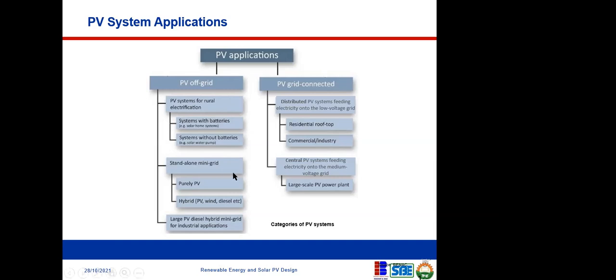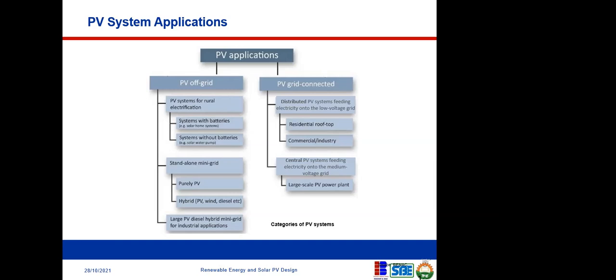Then you also have a standalone mini grid. When I say standalone mini grid, it could be for rural electrification, but it's purely solar PV, sometimes with storage, sometimes maybe without storage. But of course, if you don't have storage, you won't be able to use that power when the sun is not shining. So it all depends on the kind of categorization you want to do. But all of these are off-grid, they are not connected to the grid.